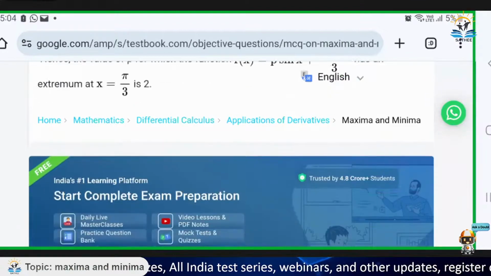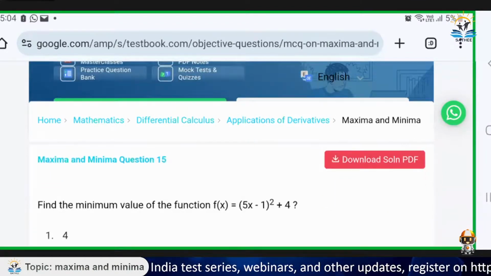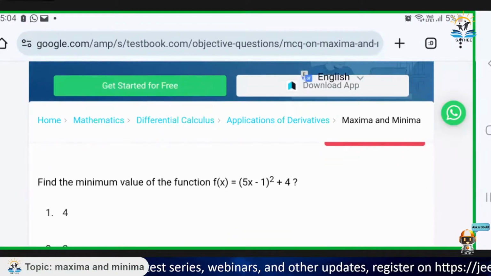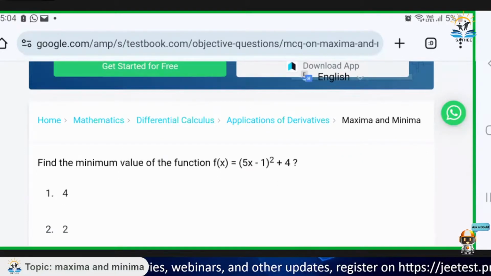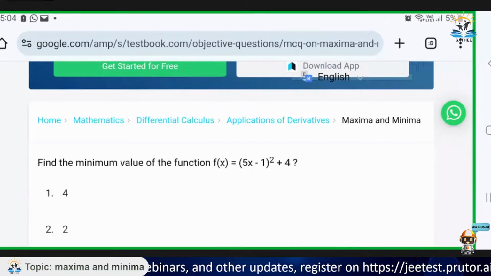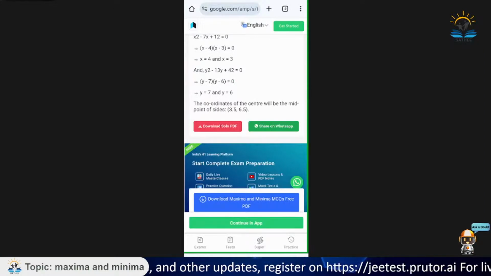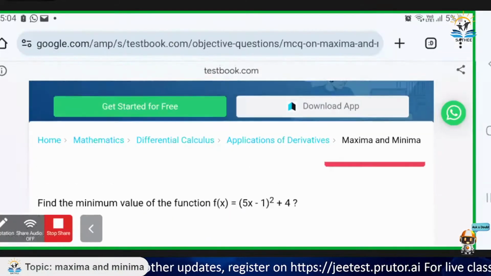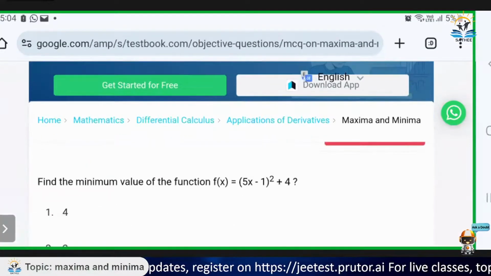So you will find these types of questions in your JEE Mains, and you will be able to perform these questions fast, like 2 minutes or 1.5 minutes would be sufficient to do these questions.